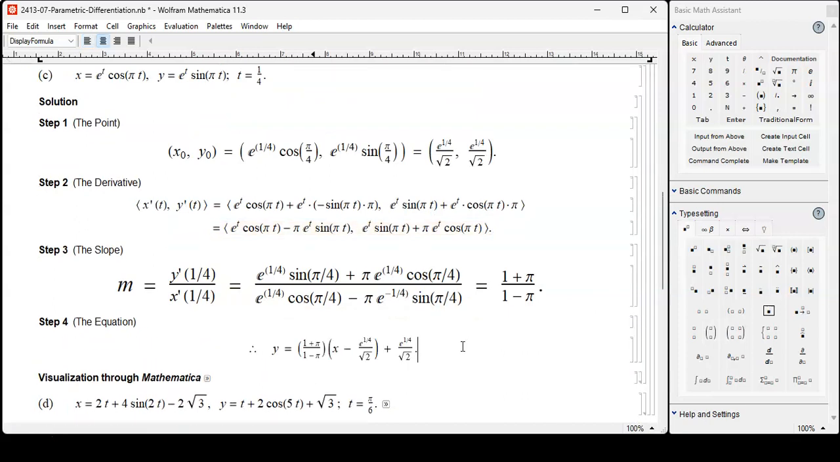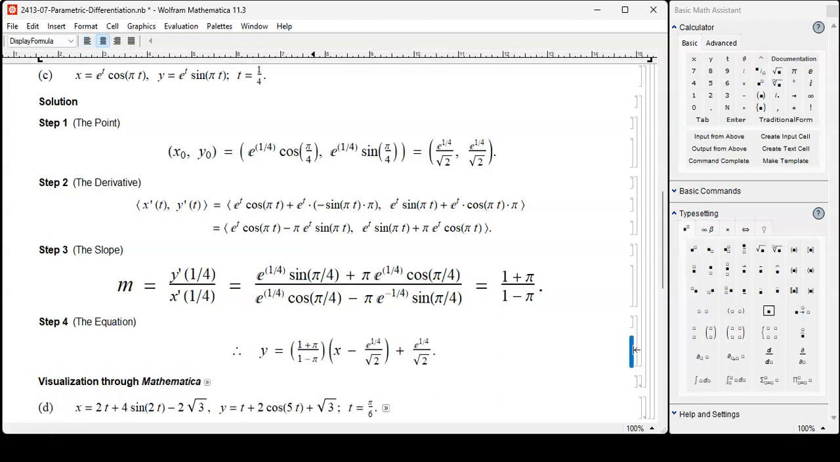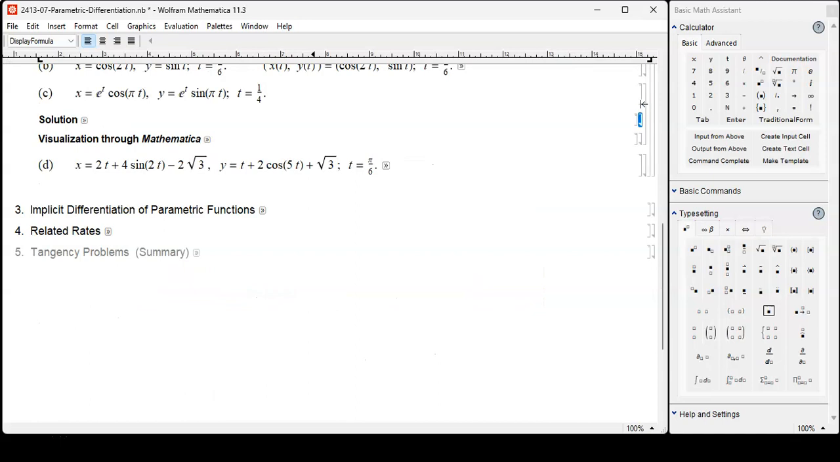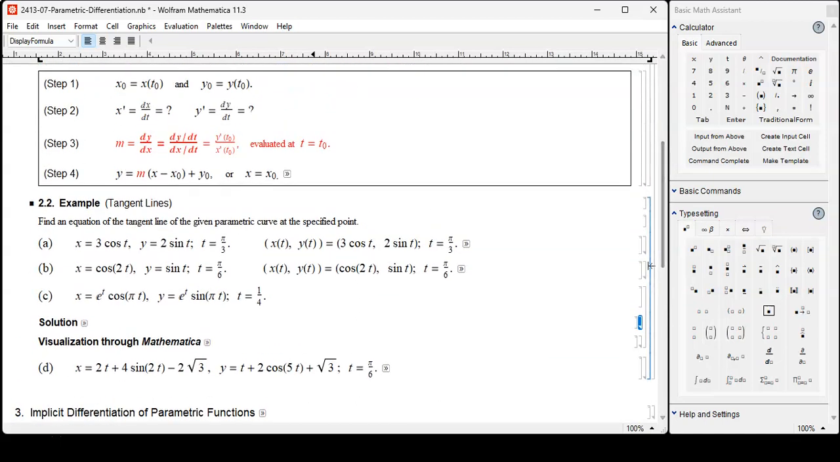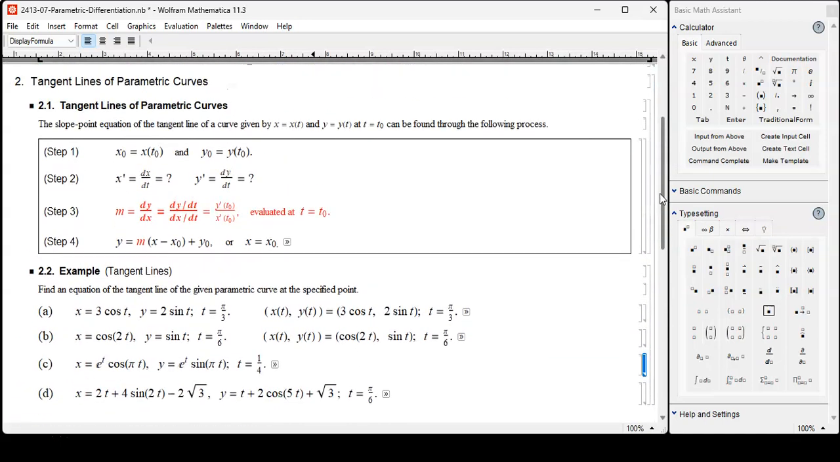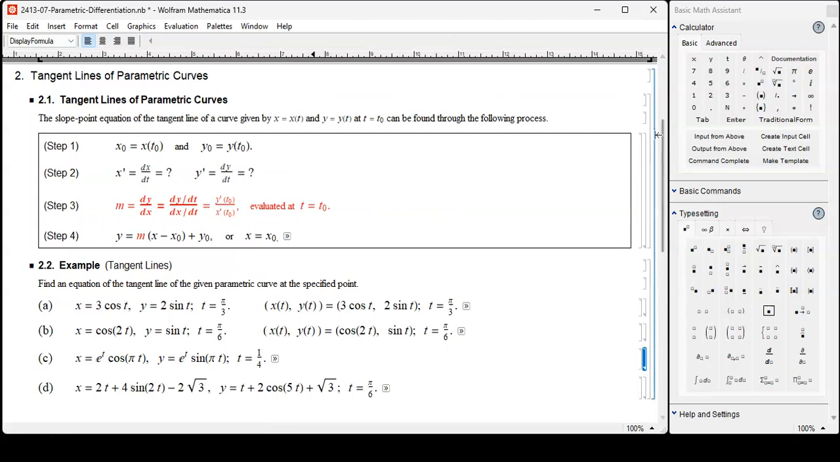Consequently, we get an equation like this. y equals m times x minus x naught plus y naught. x naught, y naught we found out in step 1. And then the slope we found out from step 3. Okay, so much for tangency problems for parametric curves.